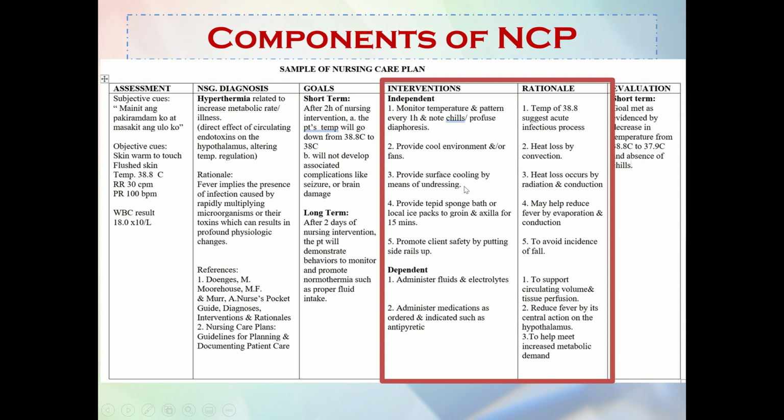3. Provide surface cooling by means of undressing. So heat loss naman to occurs by radiation and conduction. And then number 4 na ating independent nursing intervention, provide tepid sponge bath or localized packs to groin and axilla for 15 minutes. Why? Bakit mo siya gagawin? What's the rationale? Because it may help reduce fever by evaporation and conduction. Number 5, promote client safety by putting side rails up. Why? To avoid incidents of fall. So these are all the independent nursing interventions and these are the rationale for that.